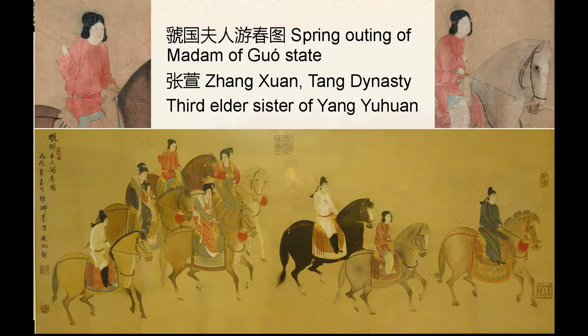Yang Yuhuan was the concubine, the famous beauty. Her family members became influential and dignified. She had 3 elder sisters. Madam of Guo State was her third sister.